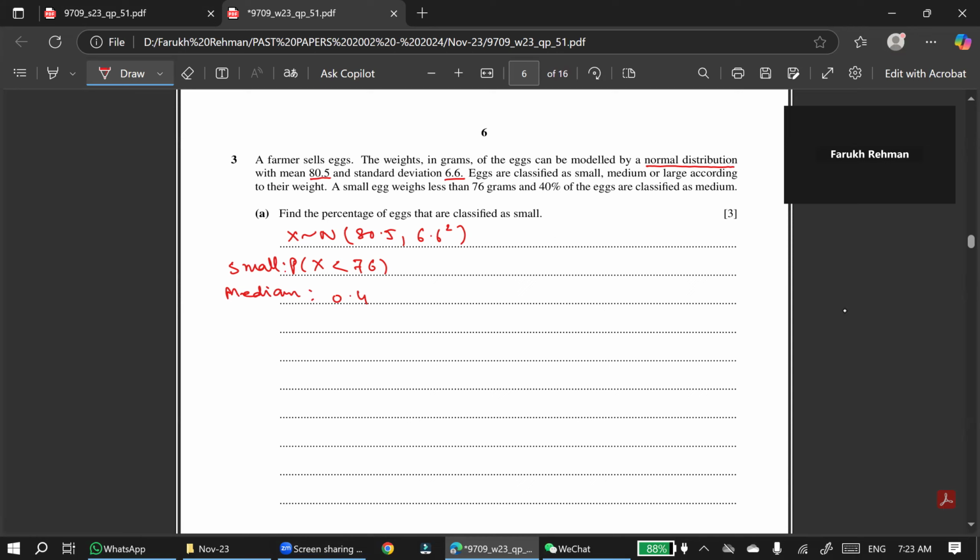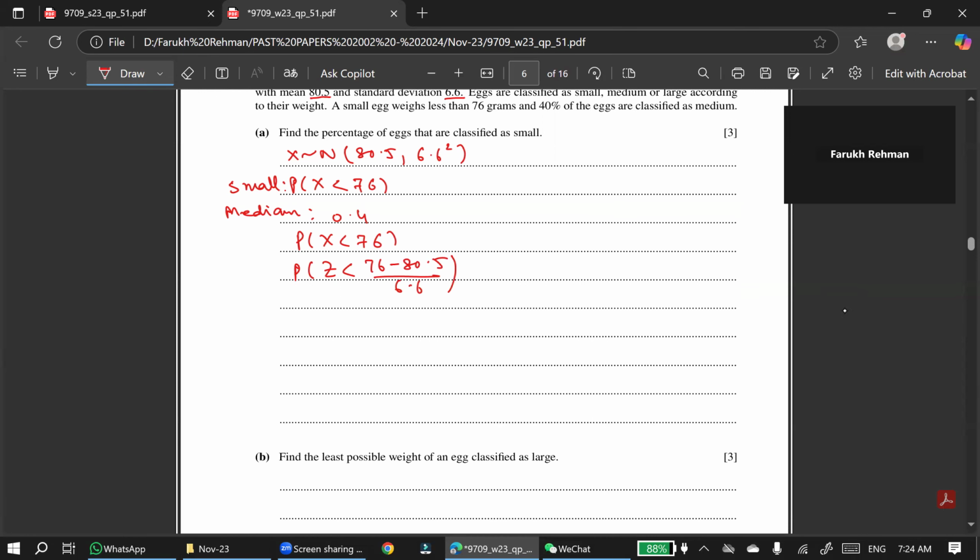Find the percentage of the eggs that are classified as small. Probability of X less than 76. First of all, I will convert this one into Z. 76 minus 80.5 over 6.6. What's the final answer? Probability of Z less than negative 0.681.